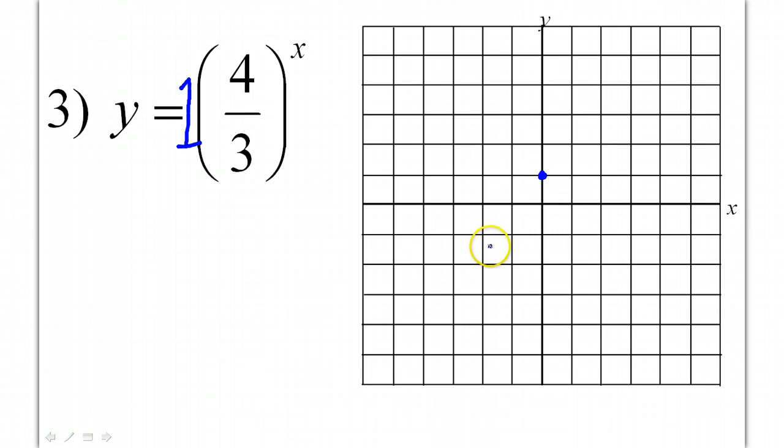Margaret, what's the asymptote line going to be? Yeah, the x-axis is the asymptote line.